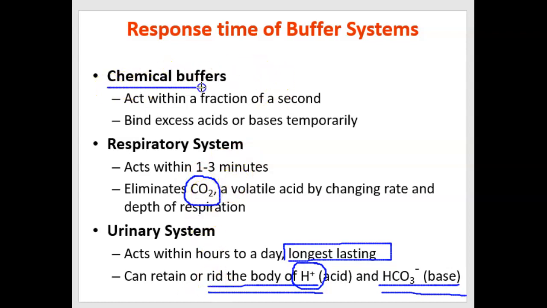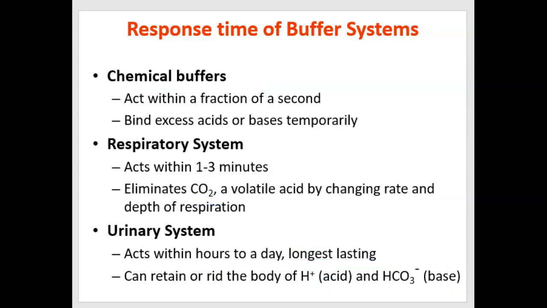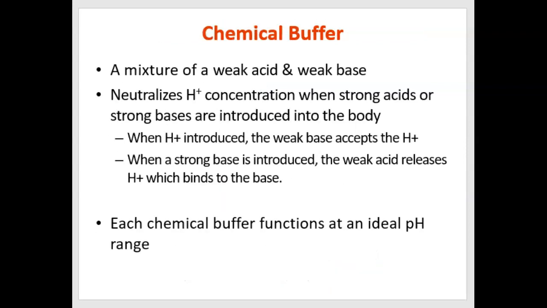Let's first talk about chemical buffers in more detail. So what is a chemical buffer? There's two general components of a chemical buffer. It's a solution, a mixture of a weak acid and a weak base. And this weak acid or this weak base in the chemical buffer can neutralize the hydrogen ion concentration if a strong acid is introduced to the body, or if a strong base is introduced into the body.